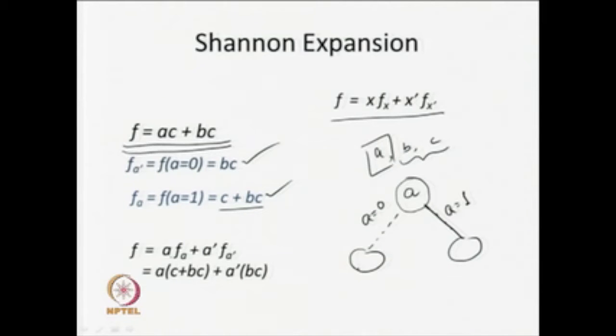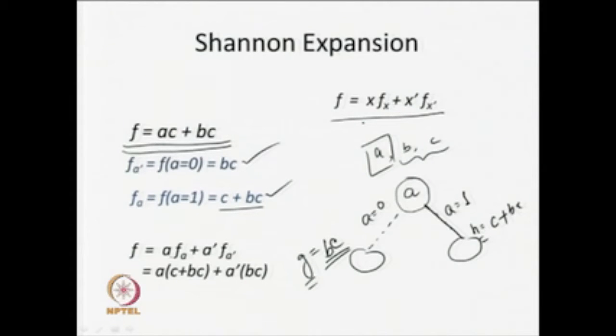Now, when a equals 0, the function will be bc. That means I look at the function bc over here. I can say this is g. And when a equals 1, the value is c plus bc, and I say this is the function h. Now my next task is to evaluate these functions g and h.